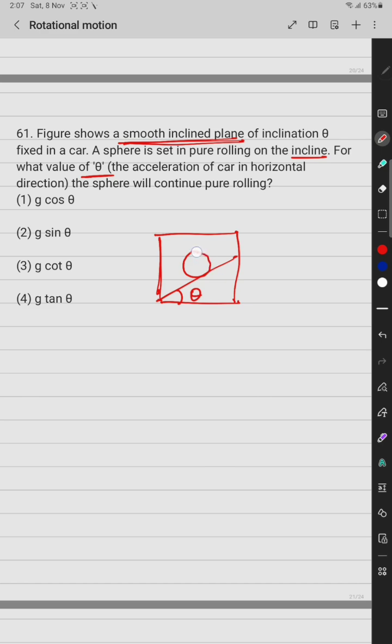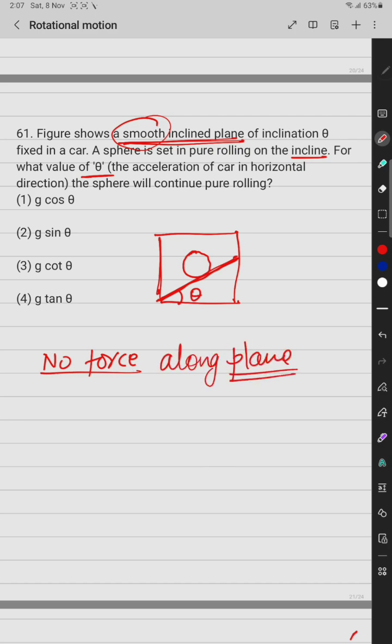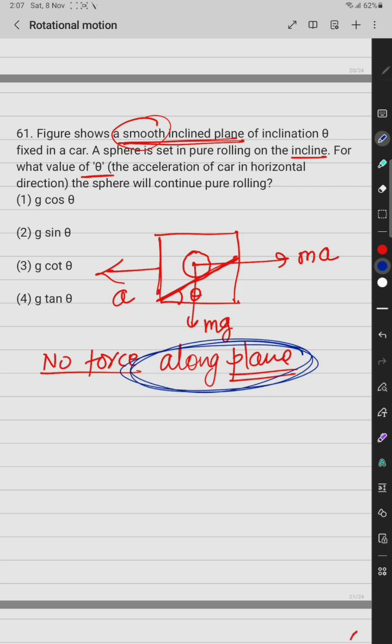If this rolls on the inclined plane and it is smooth, it means there is no force along the inclined plane. This accelerates in the horizontal direction, the acceleration is a, then the pseudo force on this is ma, and the weight is mg. If along the plane the net force is equal to 0, then it will pure roll without any slipping.